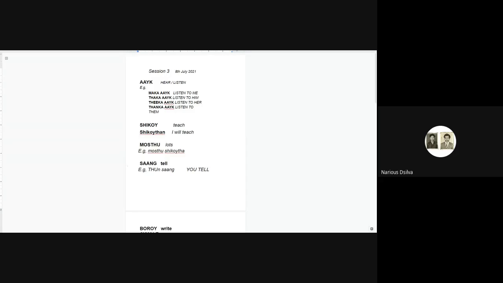Then I have used a common word which we use a number of times, mostu. Now, mostu is quantifying, okay? Mostu is lots. You can use it arbitrarily like this. Now, earlier I said shikai, so somebody is saying, teach me lots. So I can say, mostu shikai. Or mostu shikaita. I can say, I will teach you lots. Mostu shikaita. So, mostu is lots. Okay, it's quantifying.